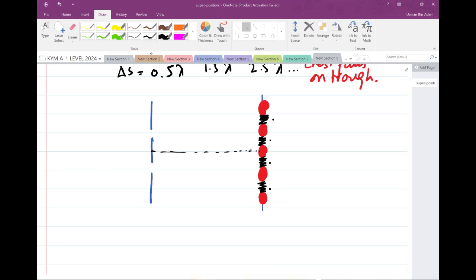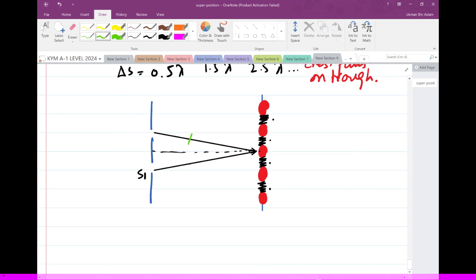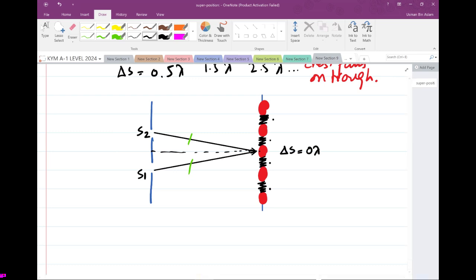Now imagine this central position. Now you've got to be attentive here. The wave that is coming from this source, let's call this S1, and the wave coming from S2, when they meet at this point, do you realize that the length of these black arrows is equal? This length and this length are going to be equal. So waves coming from S1 and S2 have both traveled an equal distance. So for the central position, the path difference is going to be 0 lambda. Do you understand all that? Yeah, I got it.